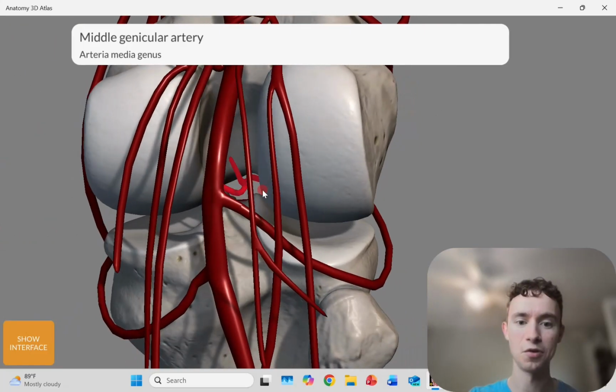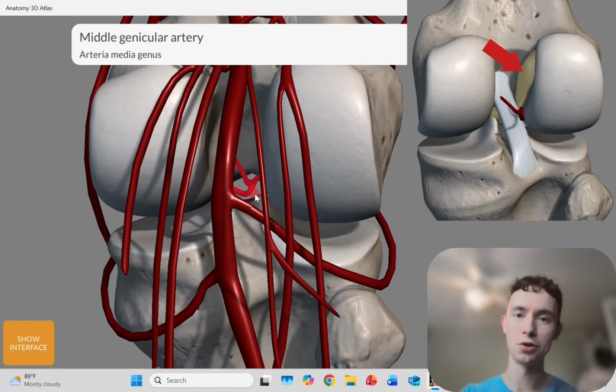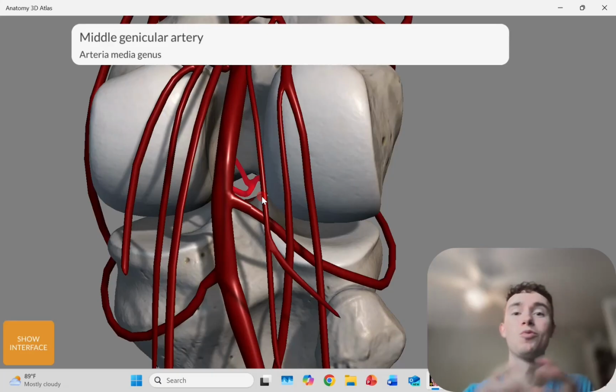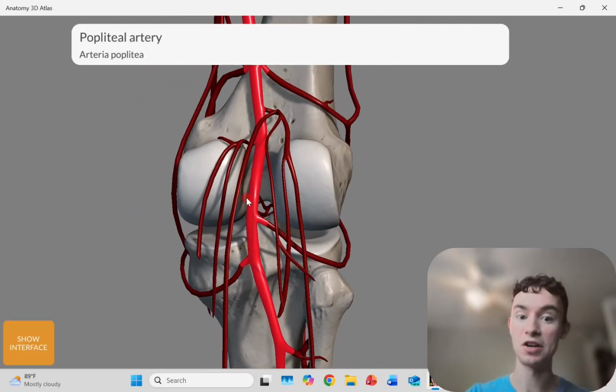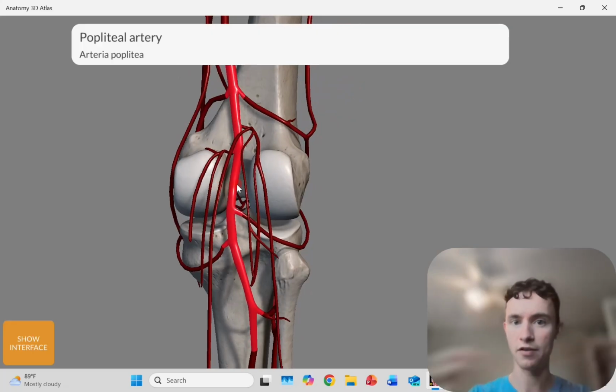This guy supplies your ACL, right? Your anterior cruciate ligament. So this is why when you sprain or tear your ACL with a sports injury or something like that, the knee swells up extremely fast. It's because this artery, the middle genicular artery, gets ruptured, and it causes that ballooning of the actual knee. And so the main thing you need to know here, again, is the popliteal artery gives off those branches to supply the arterial supply of the knee.